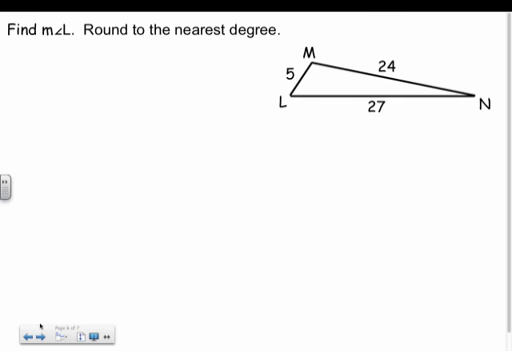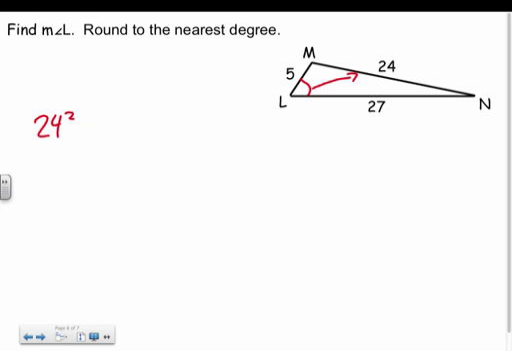Let's try one more here. Find the measure of angle L, round to the nearest degree. So anytime you're looking for an angle measure and you don't know any other angle measures, so basically if I know all 3 sides of the triangle and no angles, I have to use the law of cosines. Well, to figure out which one of these 3 sides we put by itself squared on the left side of the equal sign, I gotta look, what angle am I looking for? I'm looking for angle L, so I look at the side opposite. So that's what I put by itself.